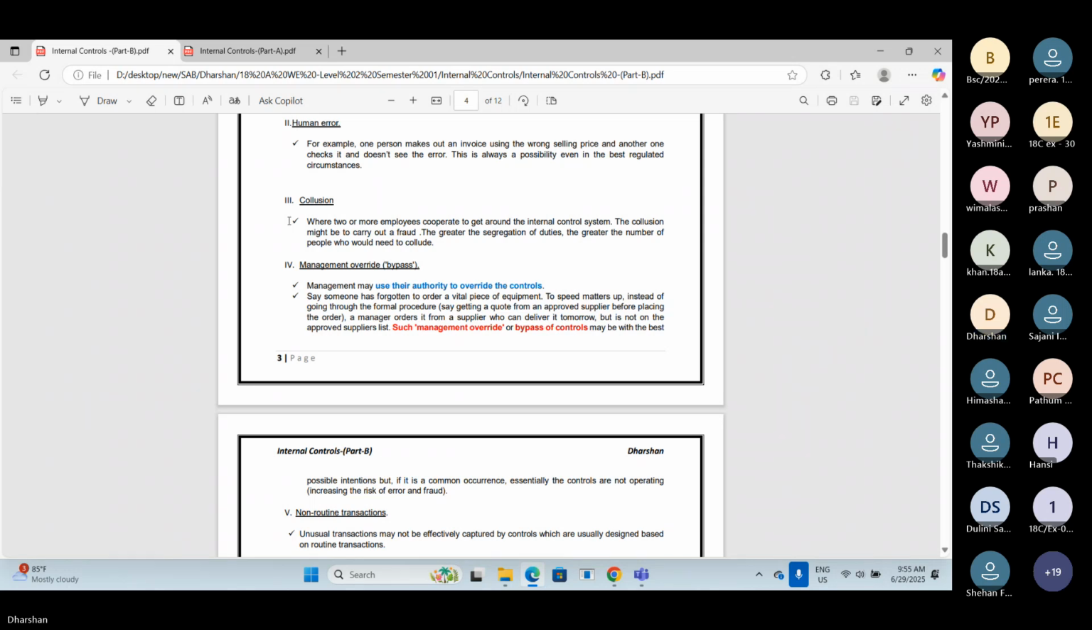Now, A, B, C, D, E, all five people are involved together and commit fraudulent activity. That is called collusion. There is a rare chance, but that can also happen. In the first scenario, A and B were involved in the fraudulent activity, but because of the strong segregation of duties control, they can't carry their fraudulent activity to the third activity, because the third activity is done by C. So he is not involved in this fraudulent activity.